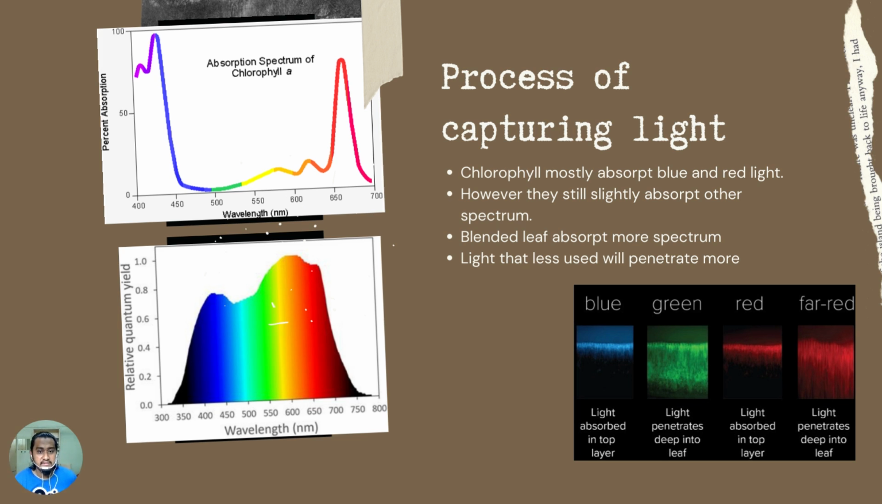Graph 1 shows chlorophyll A with its spectrum of percent absorption, and it absorbs a lot of red and blue light. However, in the middle, the green and yellow range, the absorption is significantly lower. So chlorophyll doesn't directly absorb much green and yellow light.